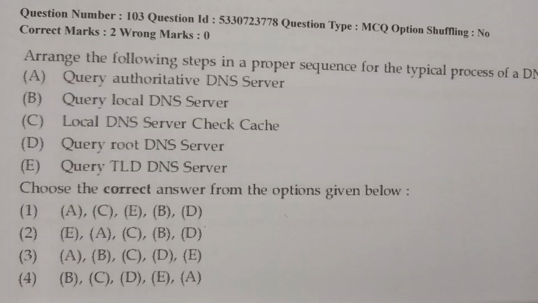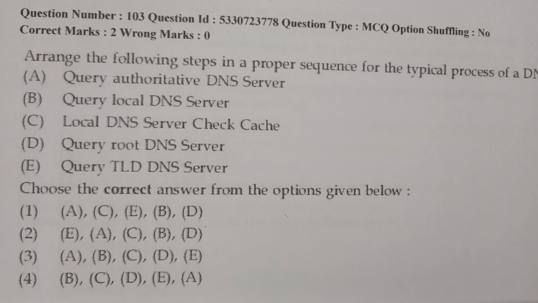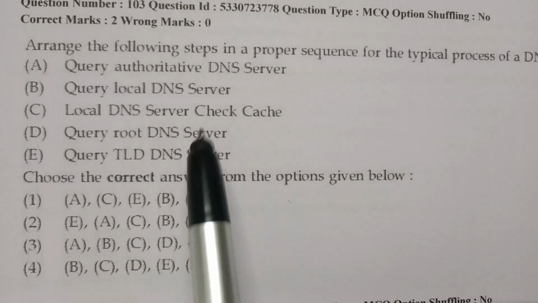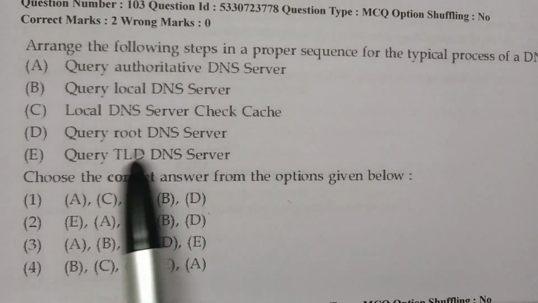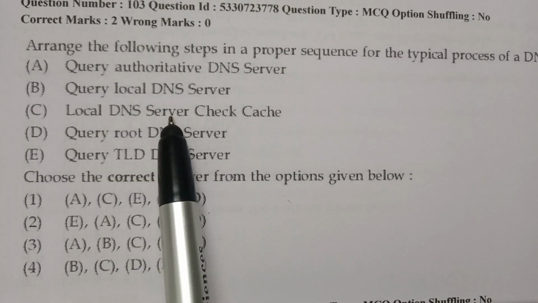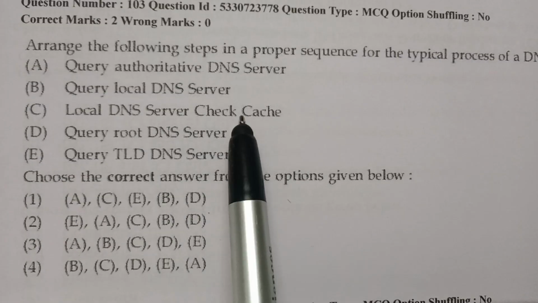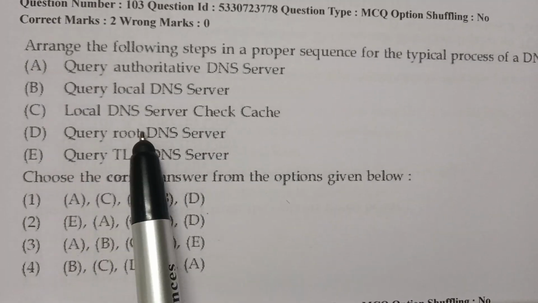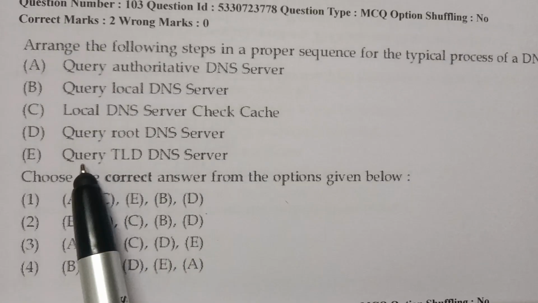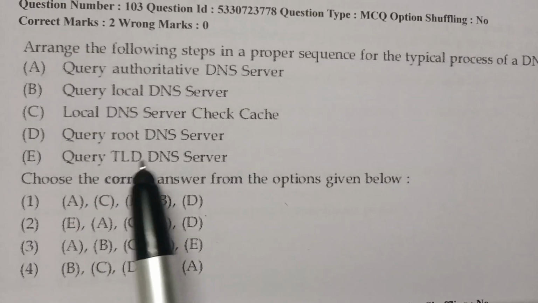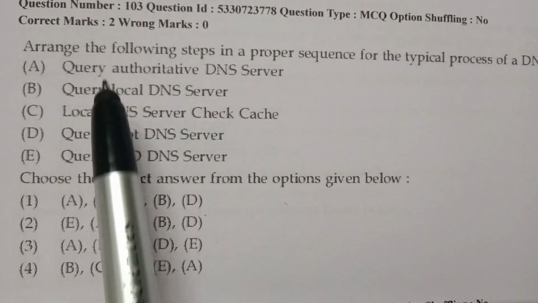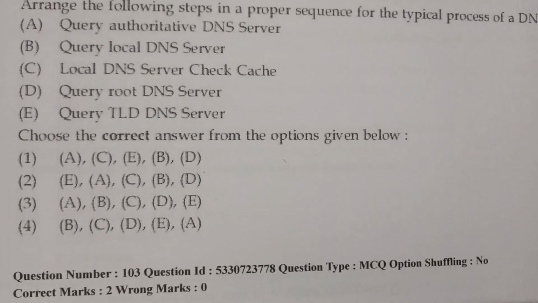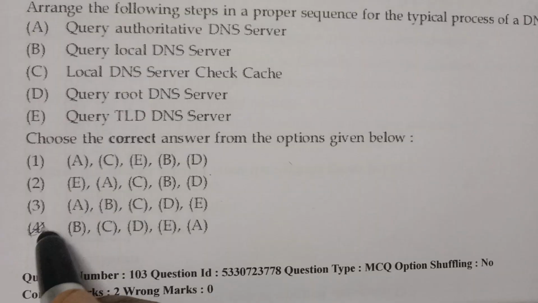Let us see. So first the device will query the local DNS server. Then the local DNS server will check the cache. Next it will query the root DNS server. Then query the TLD DNS server. Finally, query the authoritative DNS server. So this is the correct option.